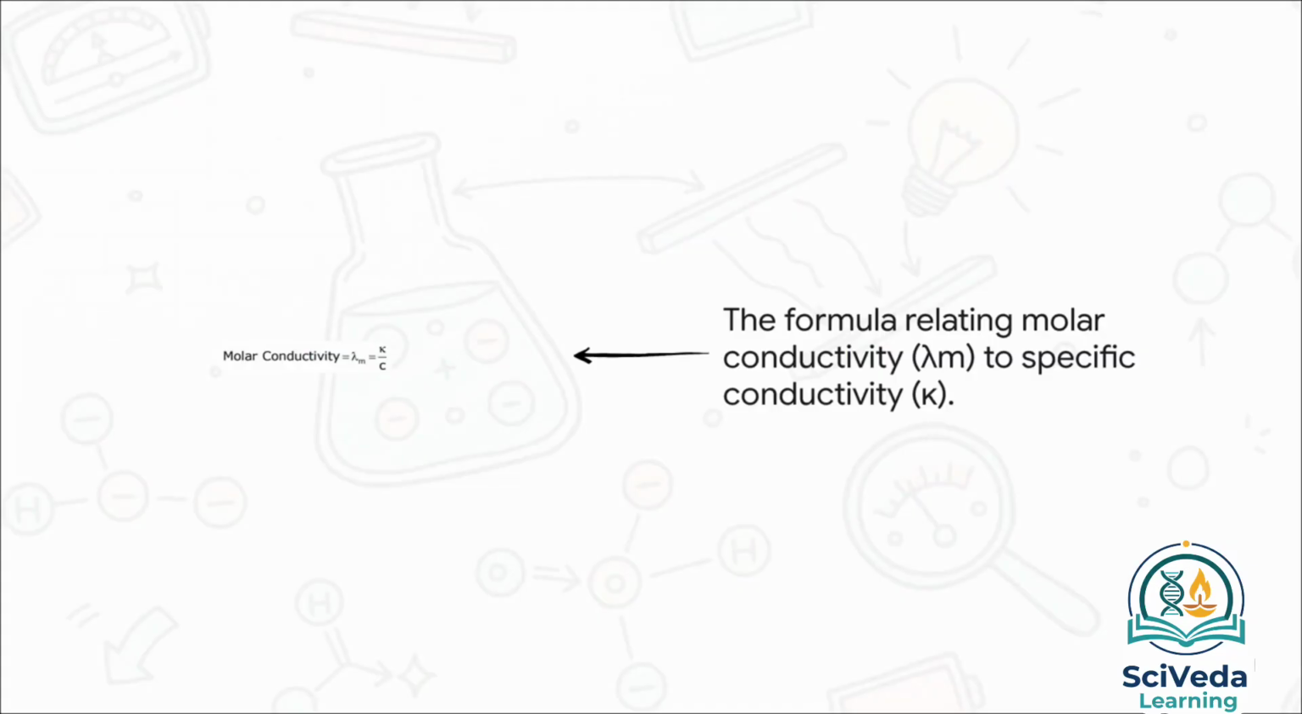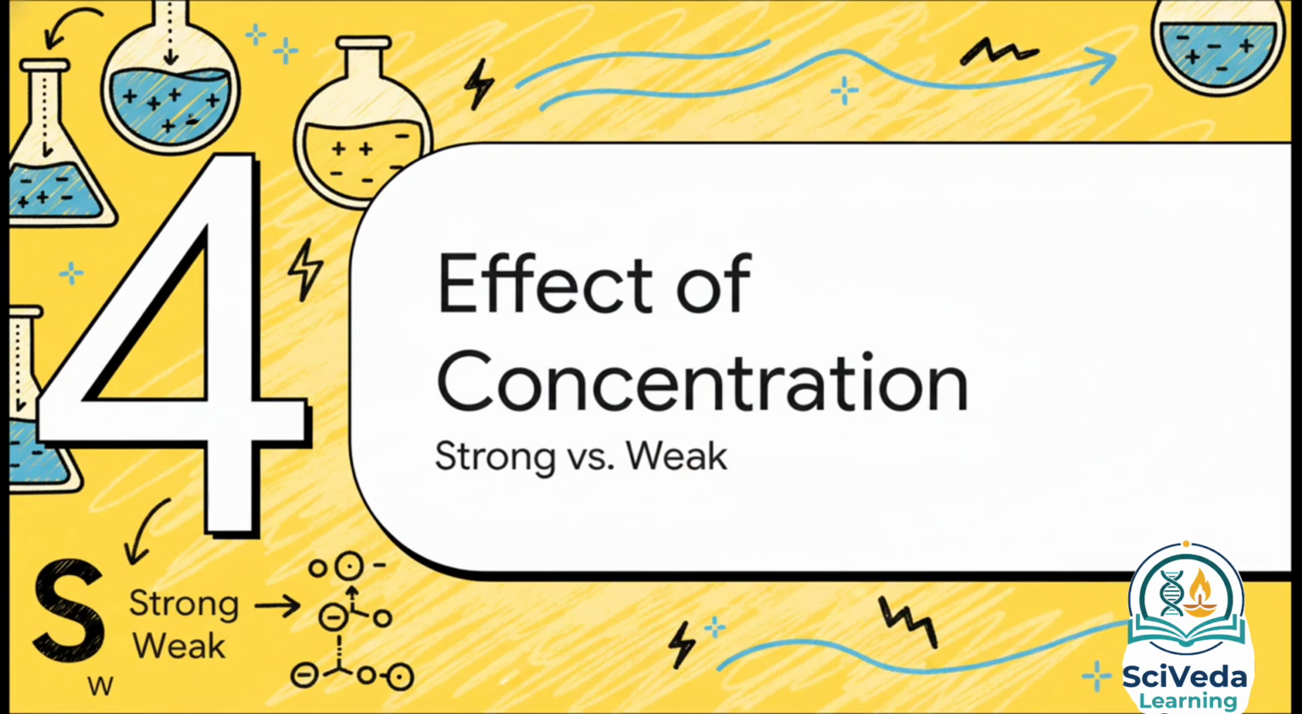And the formula to calculate it? Super straightforward. Molar conductivity, or lambda m, is just equal to the specific conductivity, kappa, which, remember, we now know how to measure, and we just divide that by the molar concentration, C, of the solution. That's it. Now, one of the biggest things that affects conductivity is, of course, concentration. So let's take a look at what happens when we change the concentration of our solution, basically by diluting it. We'll see how that affects its molar conductivity.